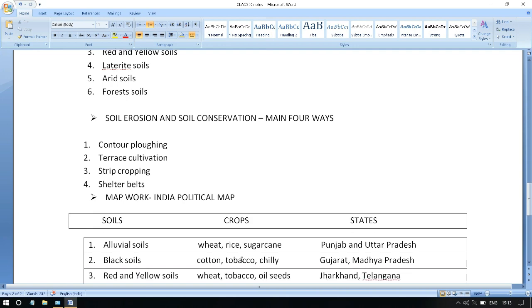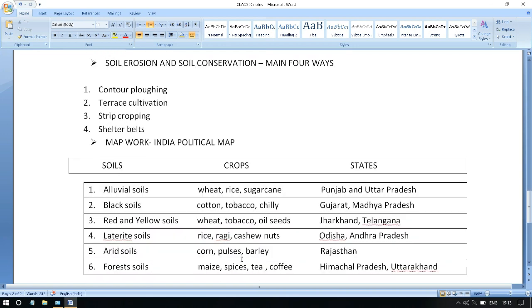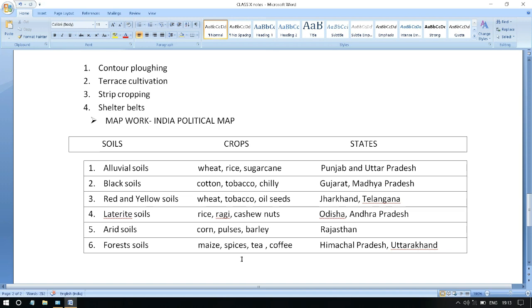I have given it here just like in a table: soils, crops, and states. So again, the total 6 types of soils we have here. And then I mentioned what kind of crop we are going to grow in the alluvial soil and various soils, which soil is suitable for which kind of crops, and in which states we are going to find this soil. If you see, students, we cover 2 types of questions here related to soil as well as crops: which kind of crops we are going to grow in which kind of states, and in what kind of soil. So that is what we are going to cover.